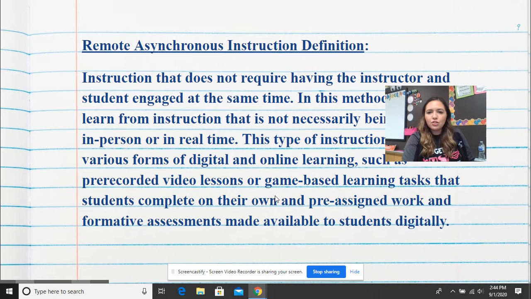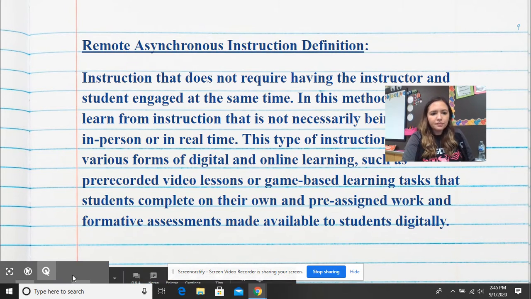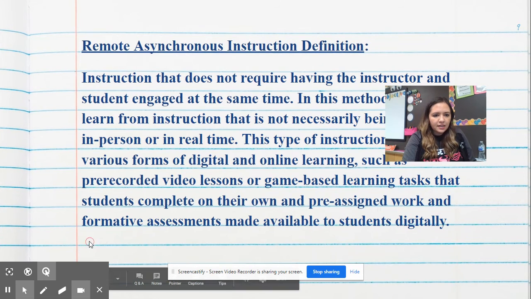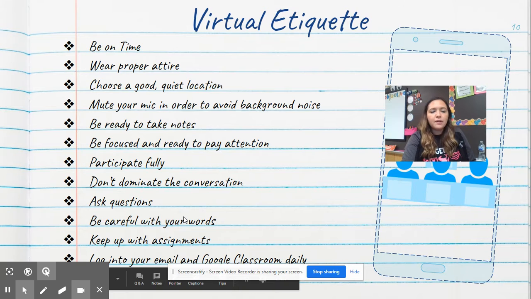So this is basically what we're doing now, that all the tests or your assignments and activities are going to be submitted through Google Classroom, okay? So everything's going to be through online. The next slide.